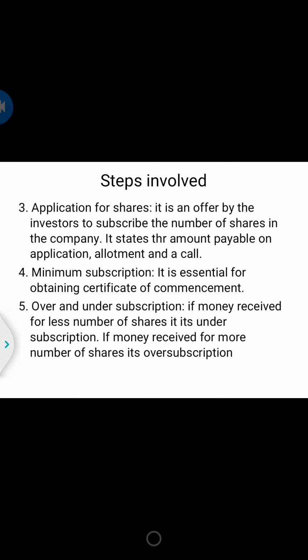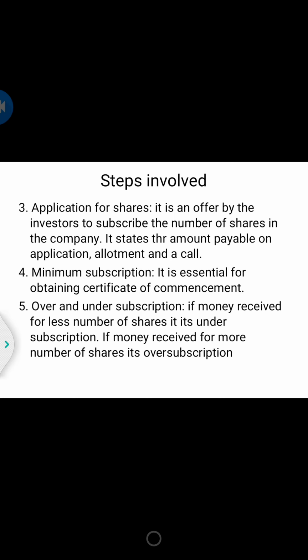So just to get the certificate of commencement of business, or a permission to start your business, minimum subscription is needed. Okay, the next is over subscription and under subscription. When the money, or we can say the application money, is received for more number of shares, it is called over subscription, right?